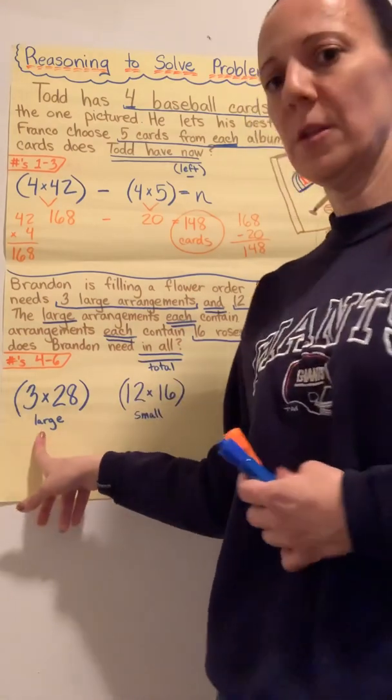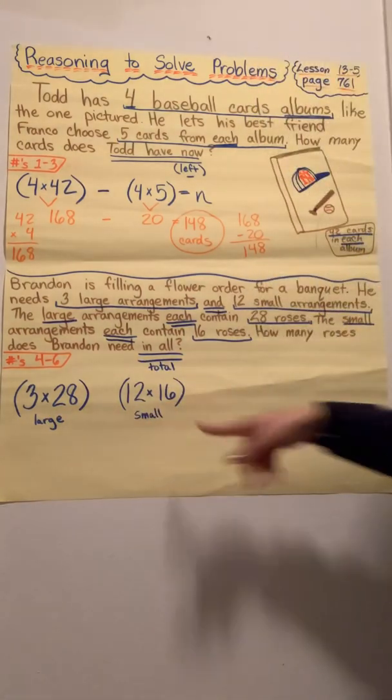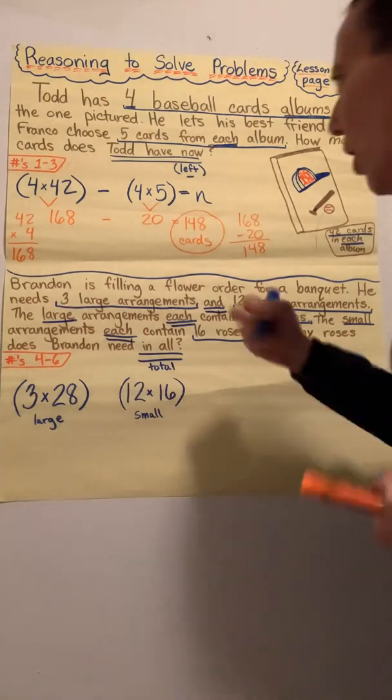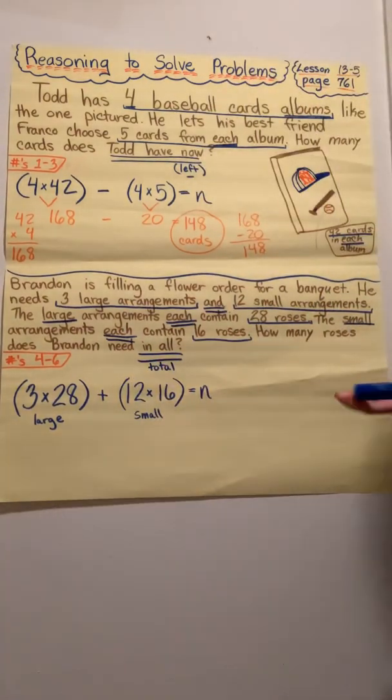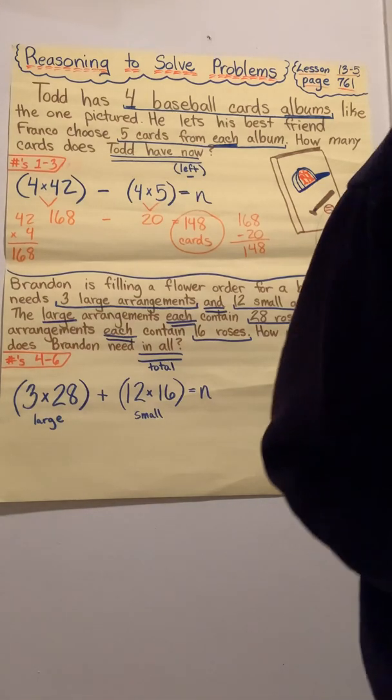So here's the roses in the large. Here's the roses in the small. If I want to know in all, I just have to put them together by adding. And that will equal the roses that he needs in all.